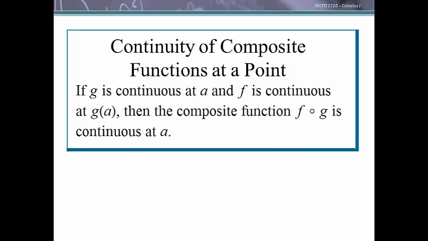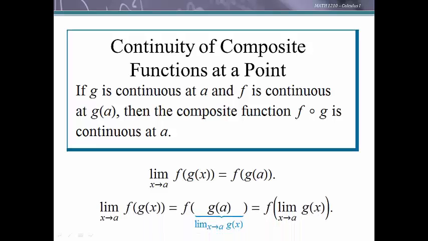Let's look at another theorem, and we will see the proof of this one: the continuity of composite functions at a point. If g is continuous at a and f is continuous at g of a, then the composite function f composition g is continuous at a. If we wanted to prove this, remember the definition of continuity: we would need to show that the limit as x approaches a of f of g of x equals f of g of a, because the function value needs to be defined and it needs to equal the limit at that point. If we can prove this statement, we have proven that the composite function is continuous at a.